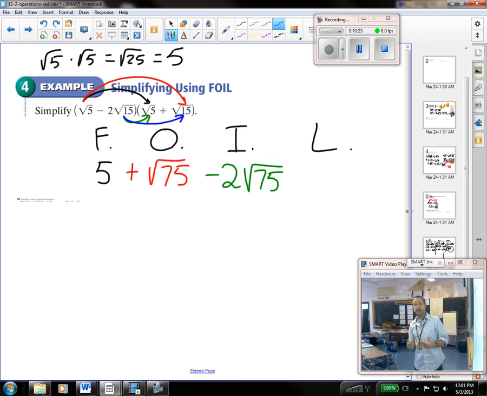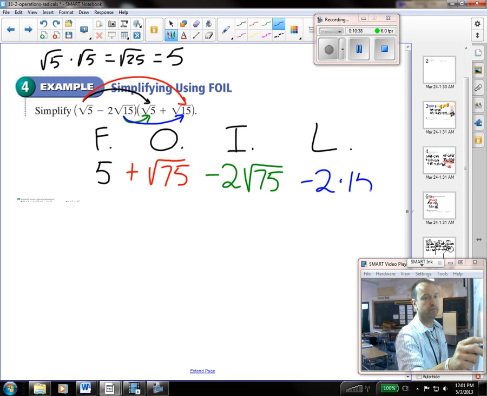And this one, again, is going to be one of those special cases because you have the 15 times the 15, and radical 15 times radical 15 just comes out 15. You don't have to go to the square root of 225 and come back to 15. So I'm going to have negative 2 times 15.